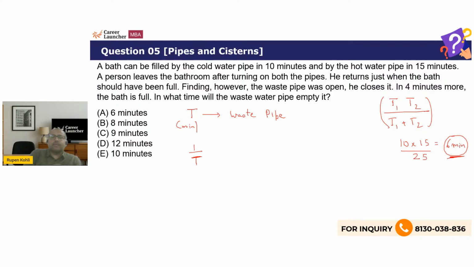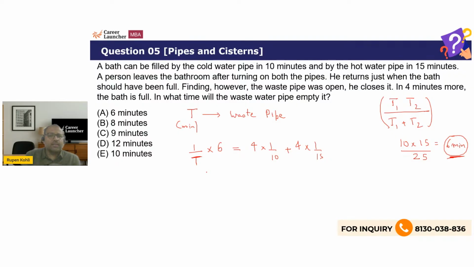For example, if that waste pipe takes, let's say, 20 minutes to empty the tank, then every minute it is draining away 1 by 20th part of the tank. So in 6 minutes it would have drained away 1 by t fraction of the tank into 6, which was equally compensated by 4 minutes of work of both the filling pipes taken together. So 4 into 1 by 10, because 1 by 10 of the work is being done by the cold water pipe, and again 4 into 1 by 15 as well. So that is the equation, I guess. That should give me the required time t.